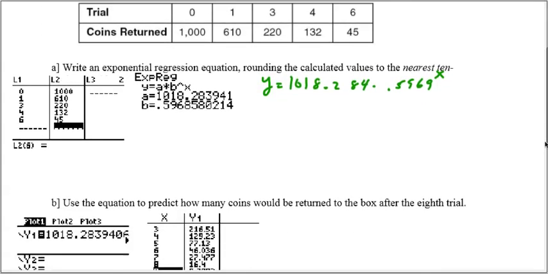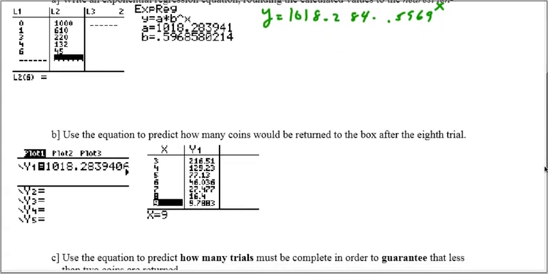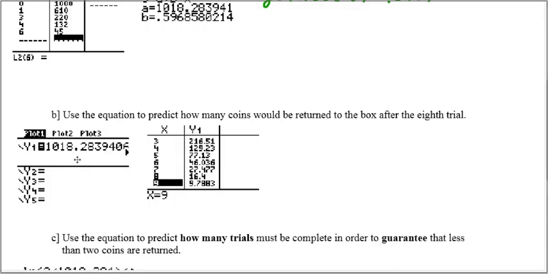Alright, so now when we go down here, we're going to use this to predict after the 8th trial. Showing that it's in our Y1. We go to 8 and we get 16.4. So how many coins would be returned after the 8th trial? That's going to be 16 as our final answer for that. Alright.